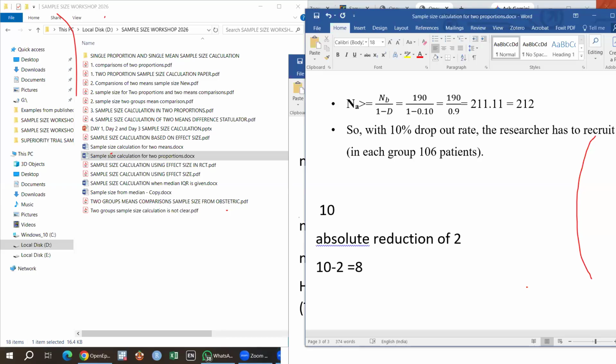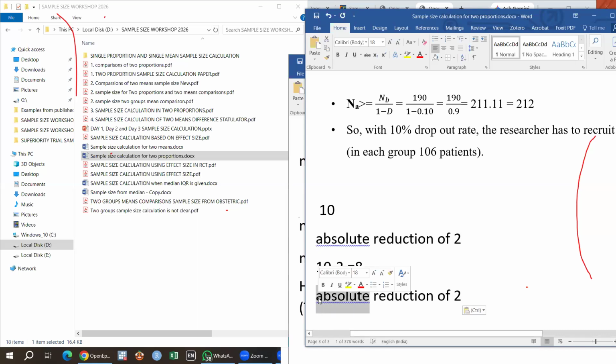Suppose in the place of absolute reduction, I'm taking relative reduction. Relative reduction of 2. Okay. So generally this is absolute reduction. Okay. So absolute reduction and relative reduction, generally it is coming for like 10. Okay.